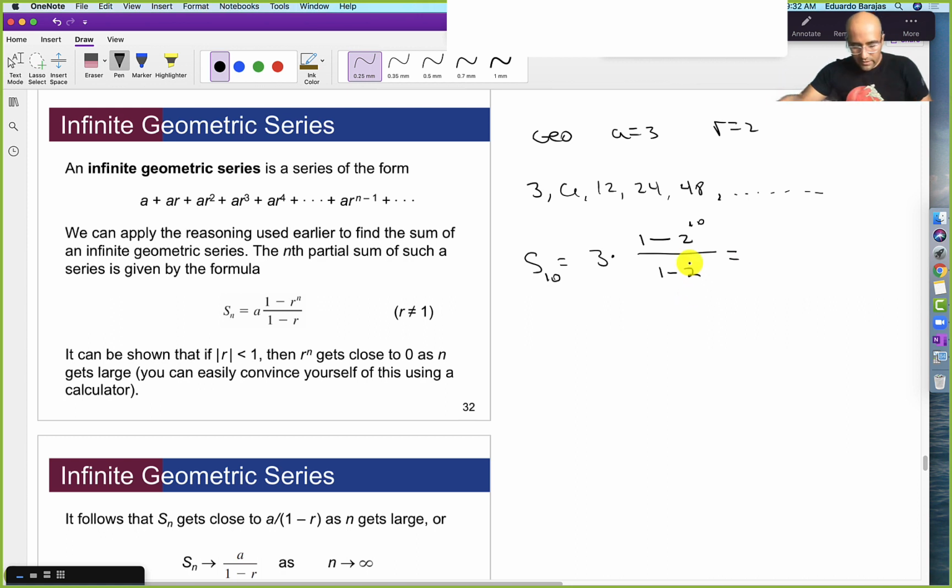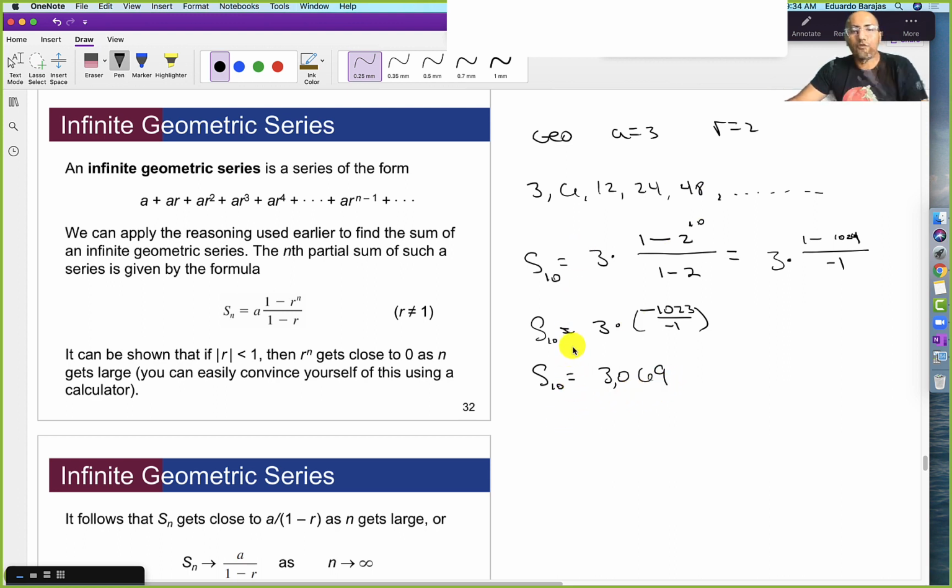Good. So now if I punch that into my calculator, 2 to the power of 10 is 1024. So this will be equal to 3 times 1 minus 1024, divided by negative 1. So s sub 10 is going to be equal to 3 times 1023. I'm getting a negative in the numerator and a negative in the denominator, right? So this will be negative 1023 divided by negative 1, which gives me that s sub 10 is equal to 3 times that, 3069. If I add the first 10 numbers in this list, I'm going to get 3069, right?